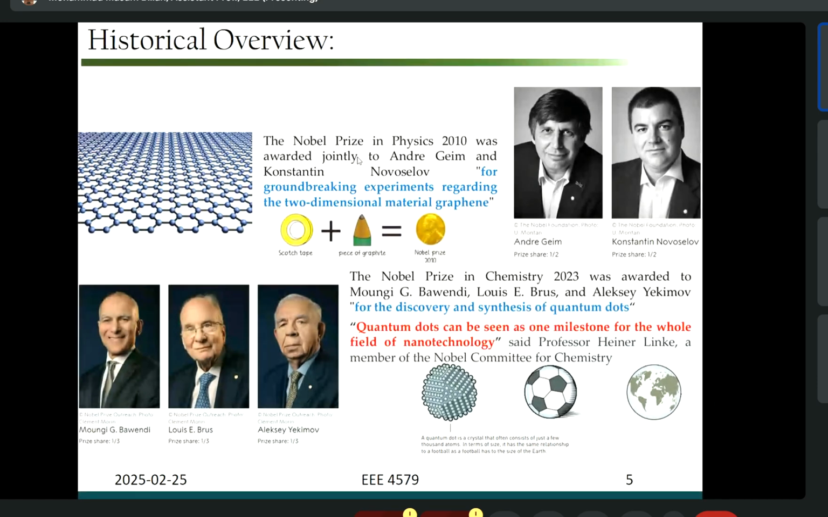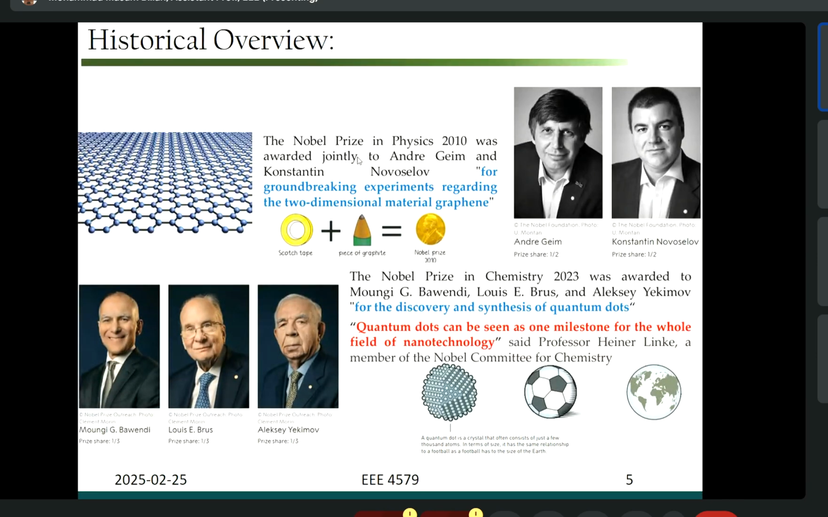And also in 2023, the Nobel Prize in chemistry was awarded for quantum dots. So did you hear about quantum dots? Do you know quantum dot LED TV, QLED TV? You heard about it? Anyone? Yes, sir. So basically, the Nobel Prize was awarded for quantum dots, and quantum dot was a chemical synthesis from other materials, so that's why the Nobel Prize in chemistry was awarded. So the discovery and synthesis of quantum dots. So you can see physics and chemistry in both cases.